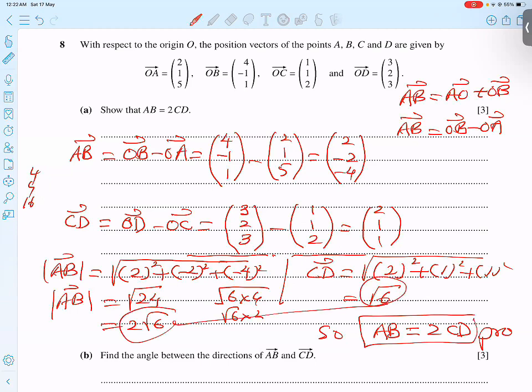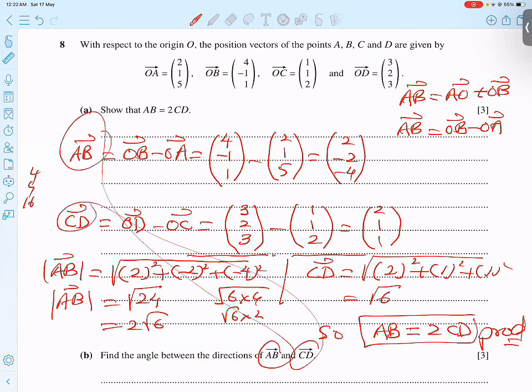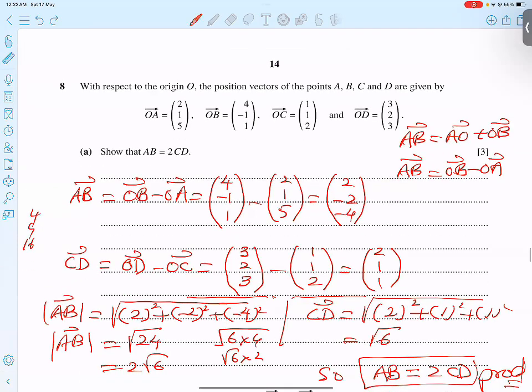Basically, what I have done, I showed this 2 times the distance is double of that, and that's proved. So this idea is clear, and now we're asking the angle between AB direction and CD direction. Direction, very important for your knowledge. This is also called direction.